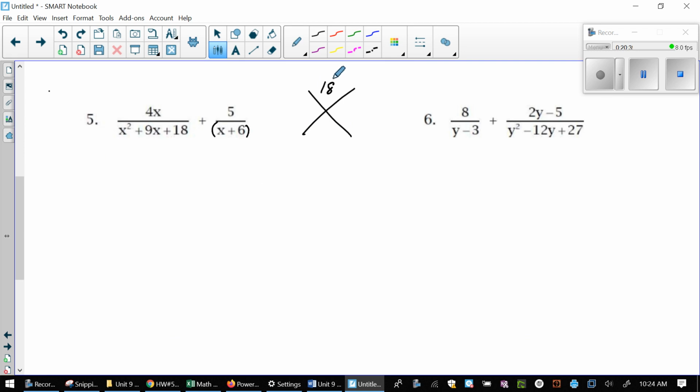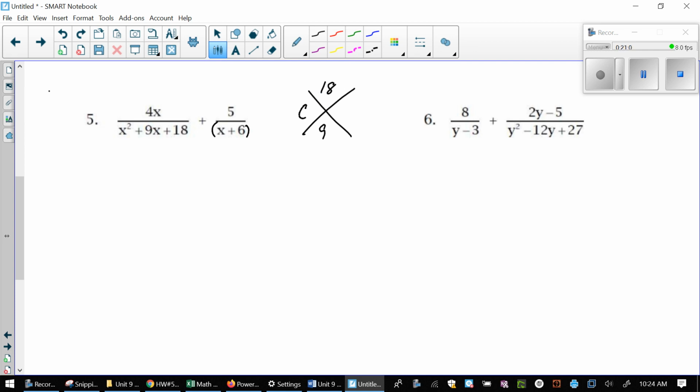And again, I like this. I get happy when I see these. It saves me a lot of time. X squared is by itself. So once I figure out what multiplies to 18 and adds up to 9, I can just go straight to my factored form. All right, who's got it? I'll give you guys a second. Multiply to 18, add up to 9.